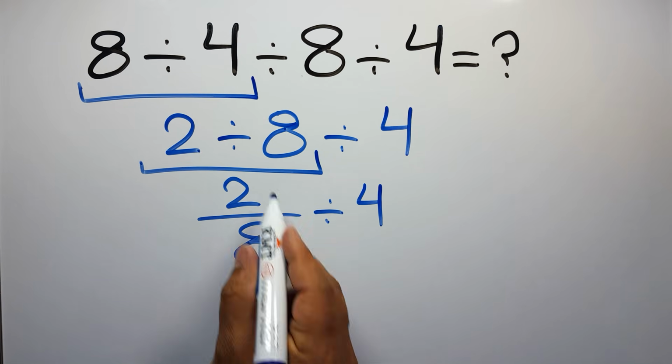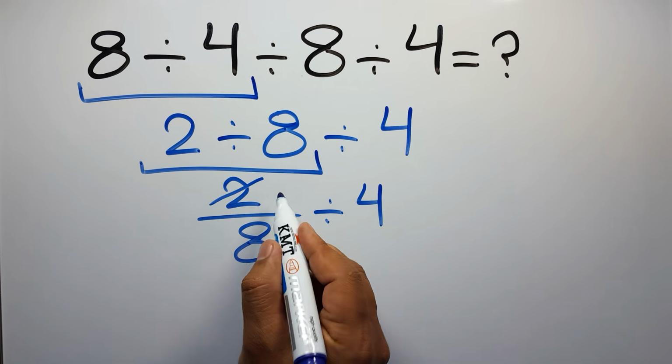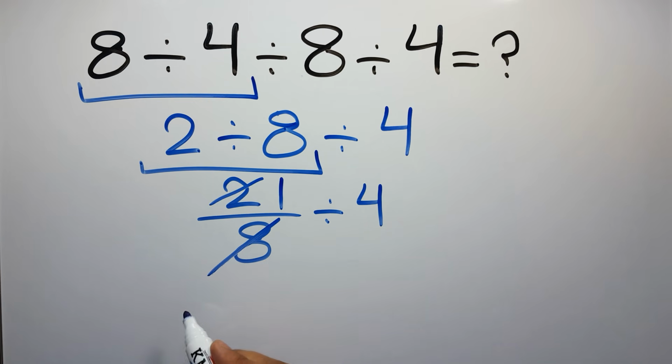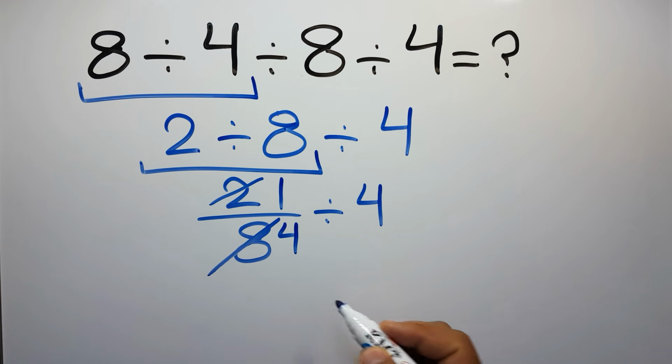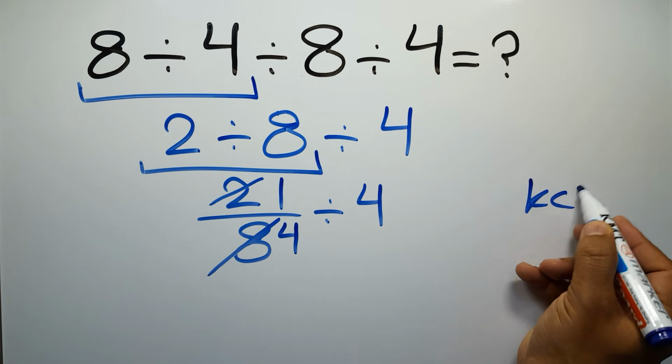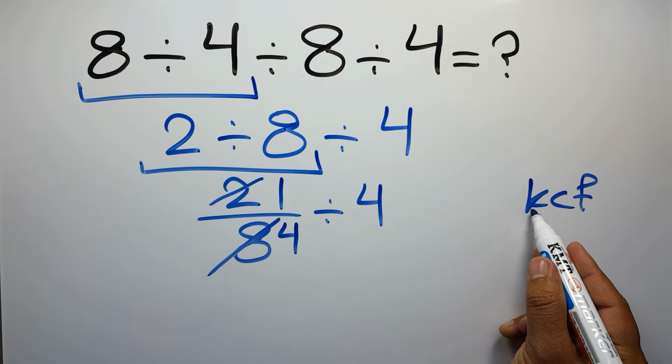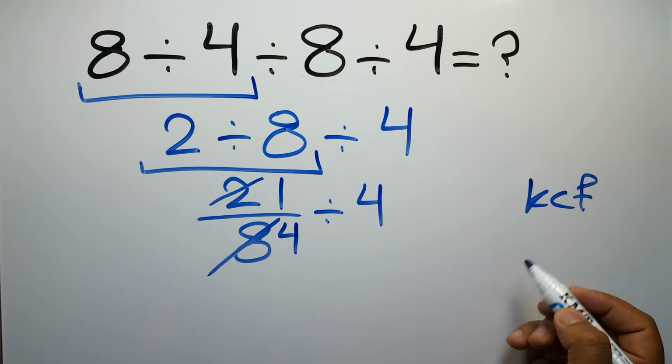Now let's simplify this fraction. 2 divided by 2 gives us 1 and 8 divided by 2 equals 4. So we have 1 over 4 divided by 4. According to the KCF rule, K stands for keep, C stands for change, and F stands for flip.